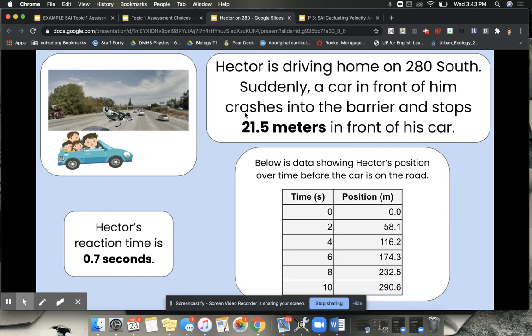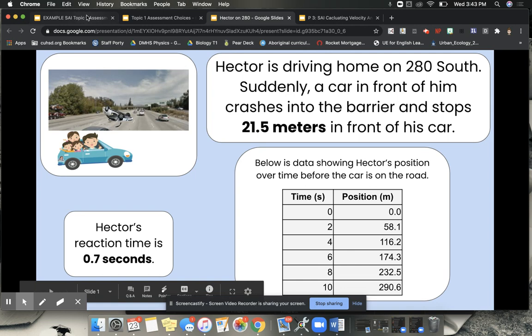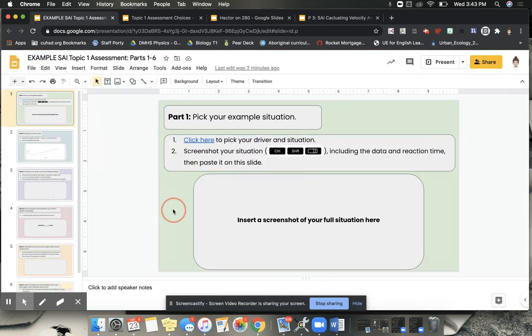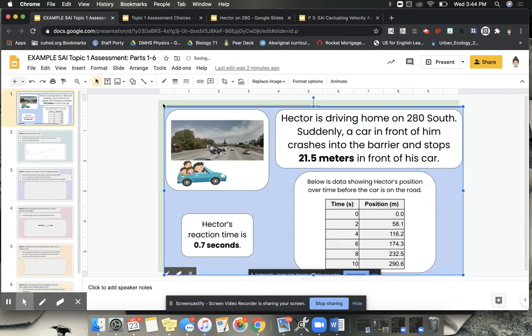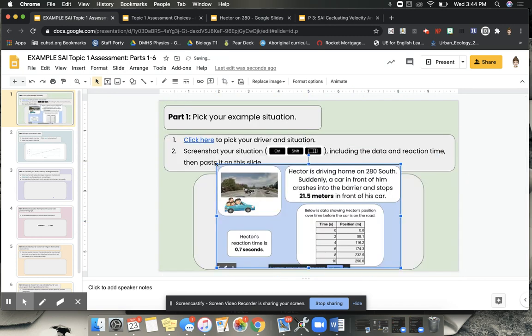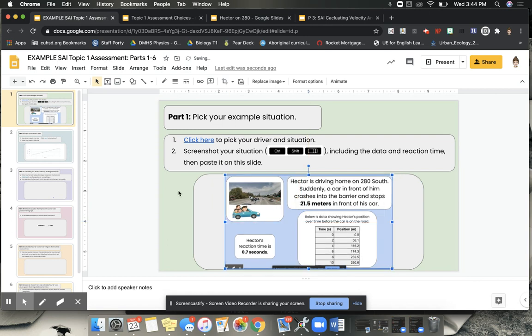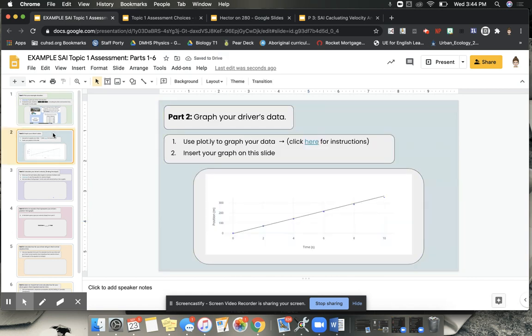So what we're going to do is screenshot. You can see I'm screenshotting this whole thing. And I'm going to paste it right here into my part 1. It's going to be easy access. Part 1 is done.